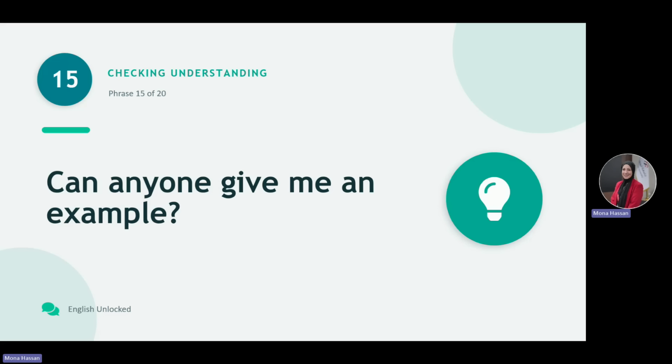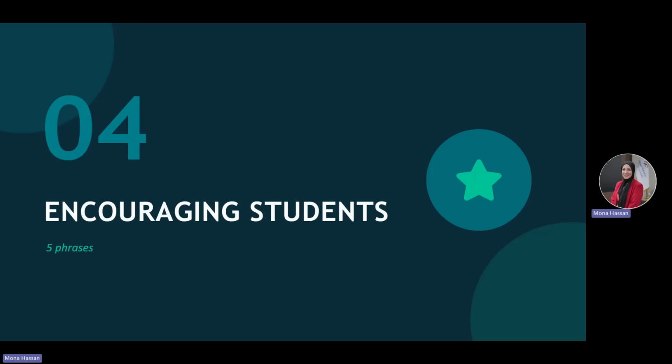The last phrase in checking understanding section is, can anyone give me an example? This pushes students to think and apply what they have learned. Section number 4 has to do with encouraging students. Here is my favorite part.